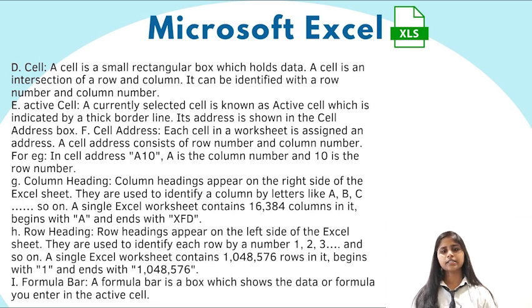Coming to the next, that is column heading. Column headings appear at the top of the Excel sheet. They are used to identify a column by letters like A, B, C and so on. A single Excel worksheet contains 16,384 columns in it. It begins with A and ends with XFD.